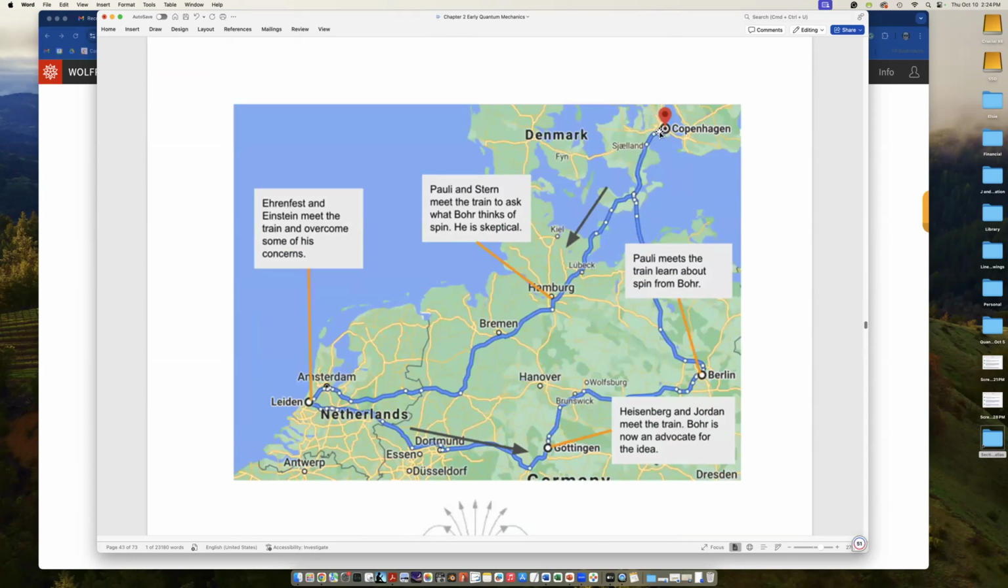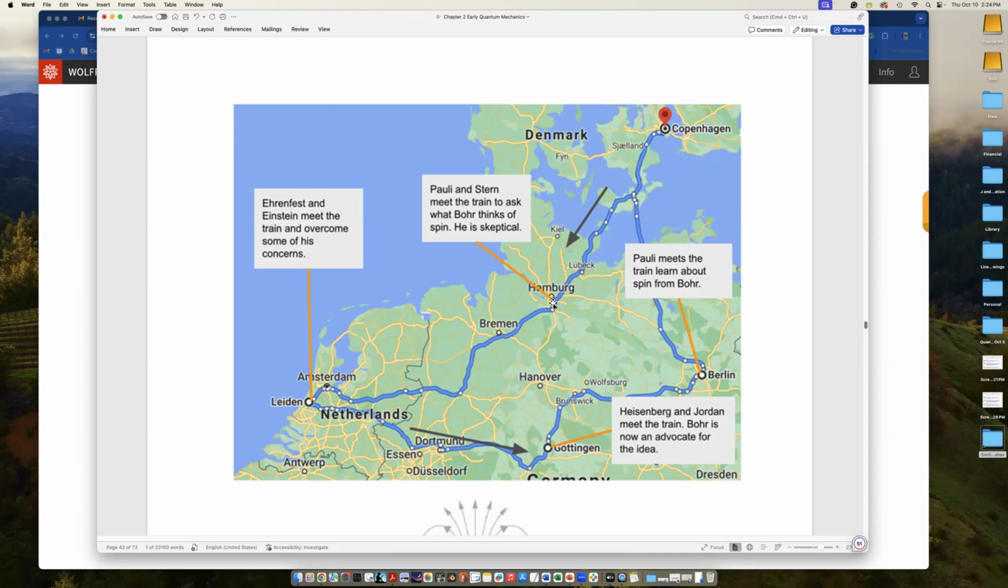So Bohr is on the train thinking, and he got to Hamburg, where two giants of quantum mechanics, Wolfgang Pauli and Otto Stern, had heard about the idea of spin, and they were waiting for the train with Bohr on it. They got on the train and ran up and down the aisle until they found Bohr and said, what do you think of this spin idea? And he said, it can't be right. It makes no sense.